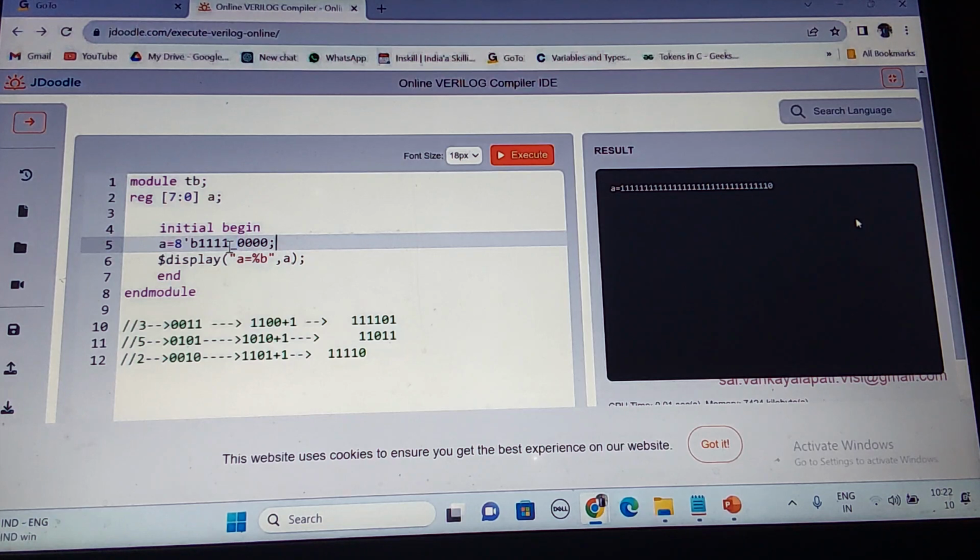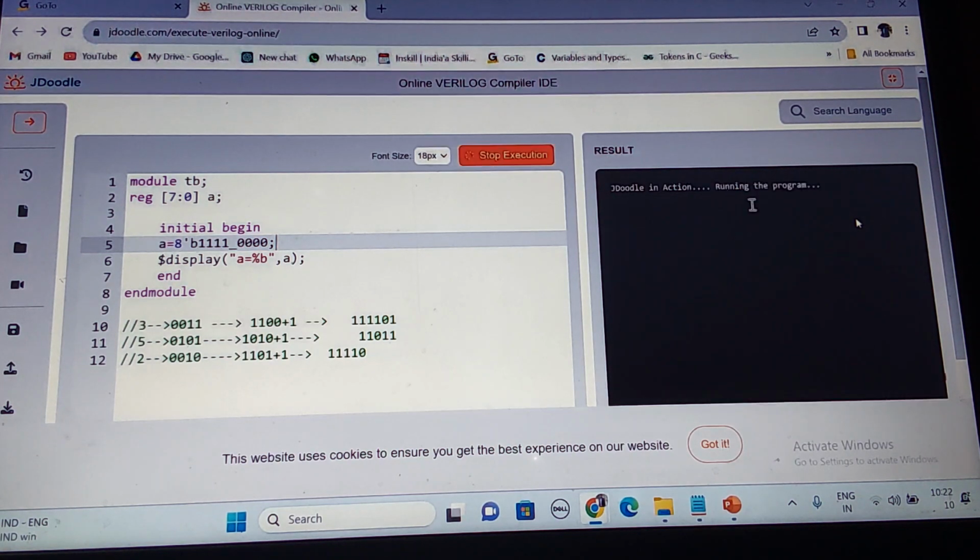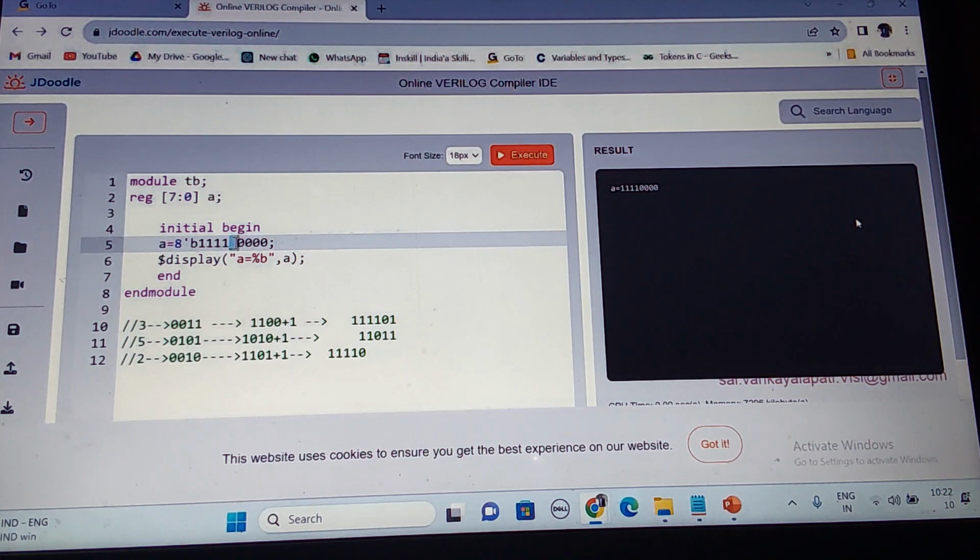For easy readability, Verilog allows us to use an underscore. Now this number will be read as 1, 1, 1, 1, 0, 0, 0, 0. If I run this, what will I get as the value of A? 4 ones and 4 zeros. That means this is how the underscore is understood. Are you clear?